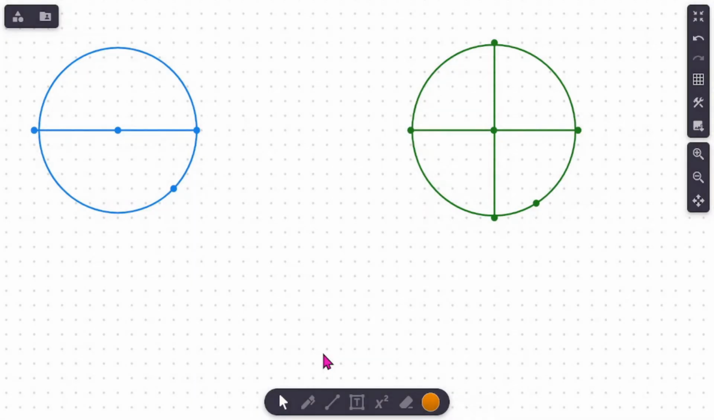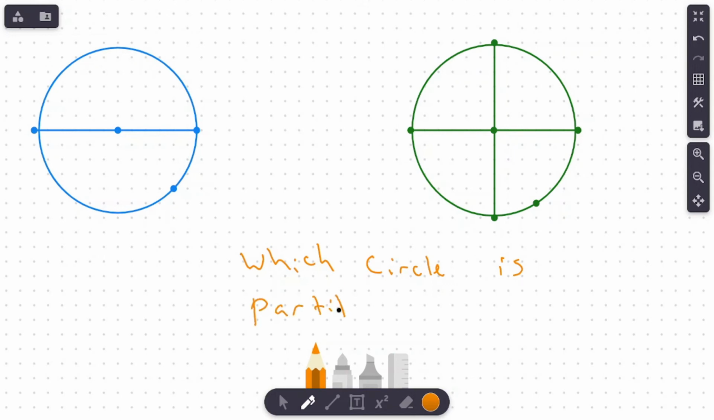All right, so I've got 2 circles on the screen here. And what I want you to do is look at both of them and see if you can figure out which circle is partitioned. Remember, that means divided. So which circle is partitioned into fourths? All right, that's my question. Which circle is partitioned into fourths?